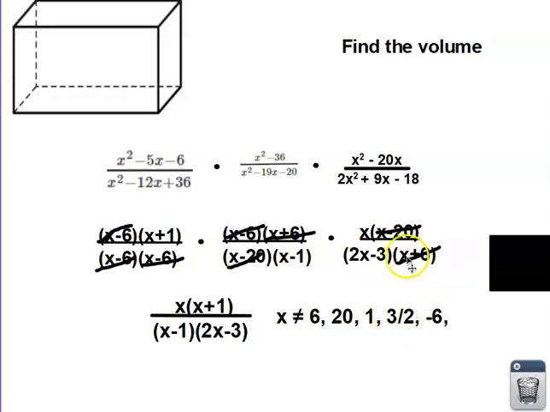And then x plus 6, for that x, we would not want it to be a negative 6. So those would be our restrictions.